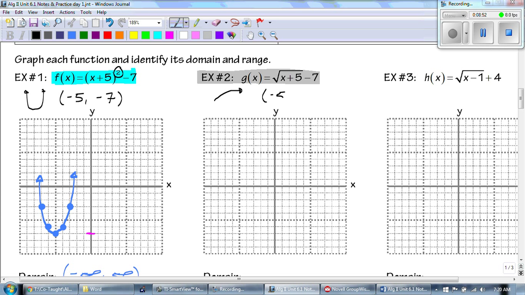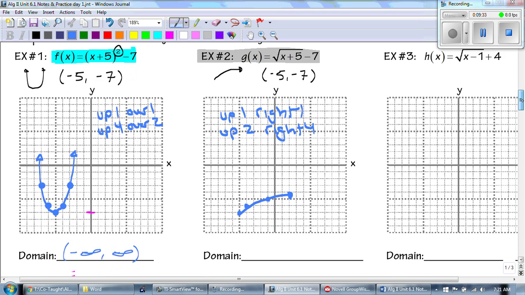My initial point is -5, -7, so it's very similar to what we just did. So -5, -7, I go up 1 over 1, up 2, 1, 2, 3, 4. And there we go. So this pattern was up 1 over 1, up 4 over 2, but this pattern is up 1, right 1, up 2, right 4.